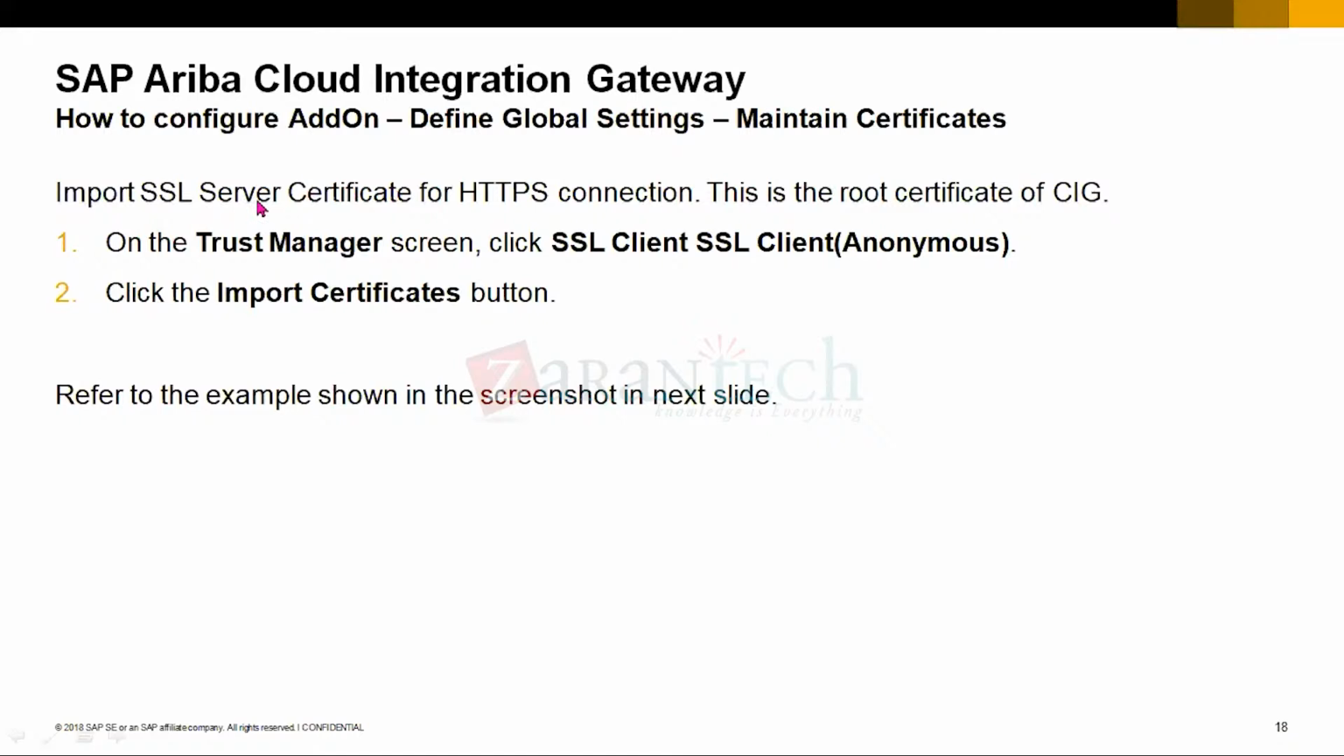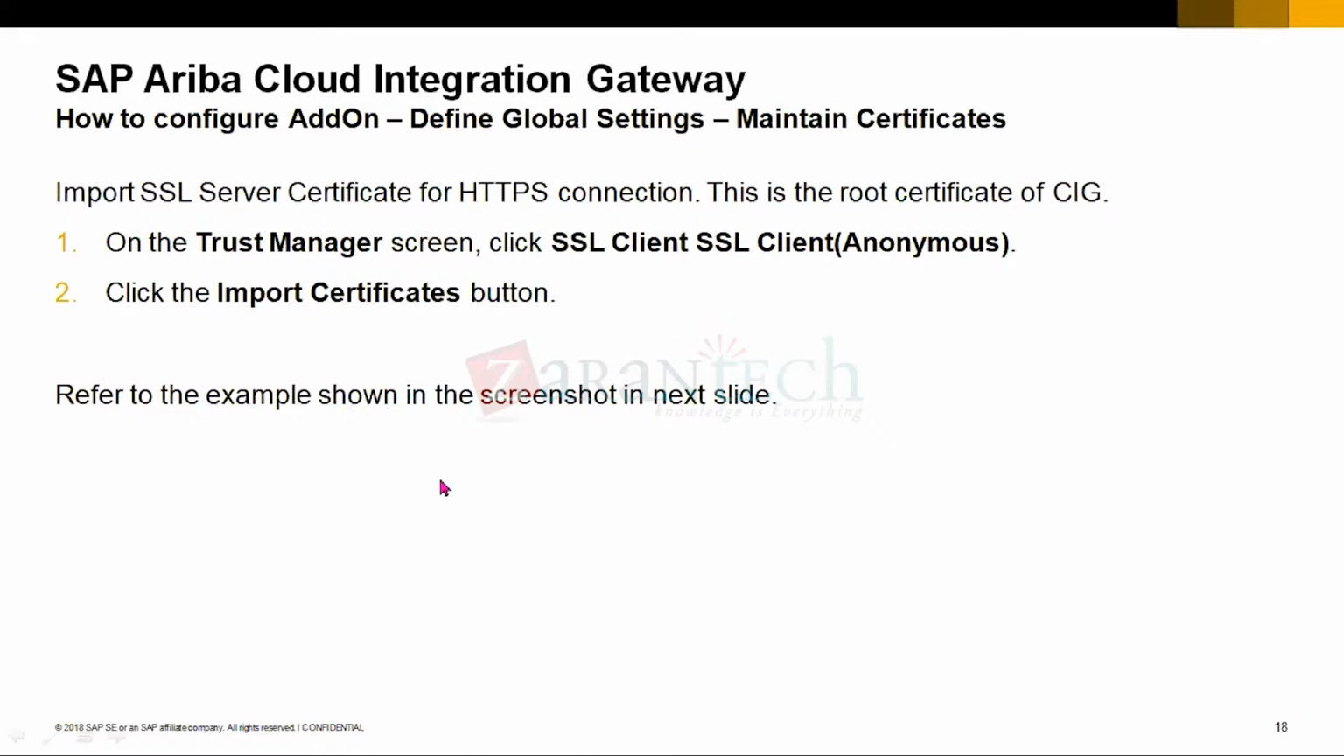Import SSL certificate, SSL server certificate for HTTPS connection. This is the root certificate of the CIG. On the trust manager screen, click SSL client anonymous, and click the import certificate button and refer to the examples shown in the screenshot below.